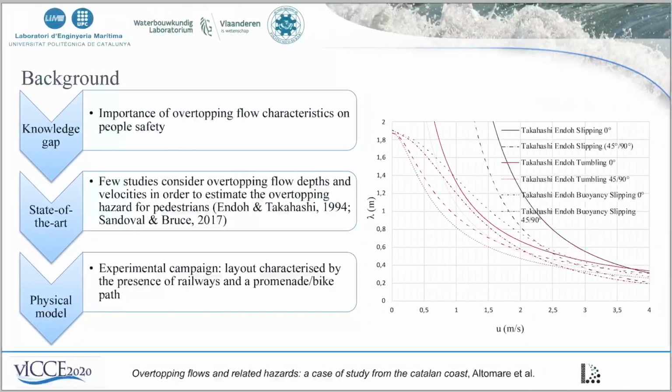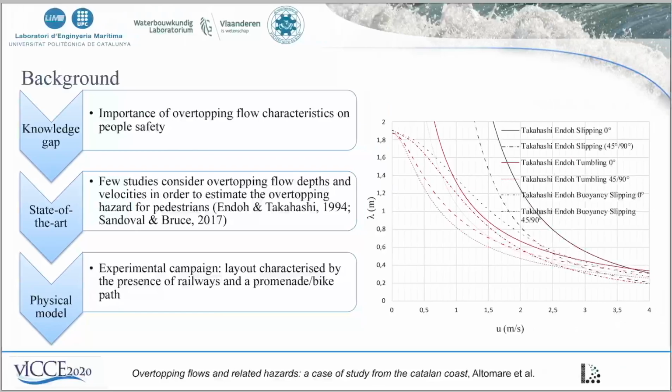So we start from the general idea that the overtopping flow characteristics are highly important for people's safety, but they have been investigated not very systematically and not in much detail. We can cite only a few studies that consider overtopping flow depth and velocities in order to estimate the hazard for the pedestrian. These studies bring two curves, like those shown in this slide, that are sort of stability curves for pedestrians. So we decided to carry out an experimental campaign.